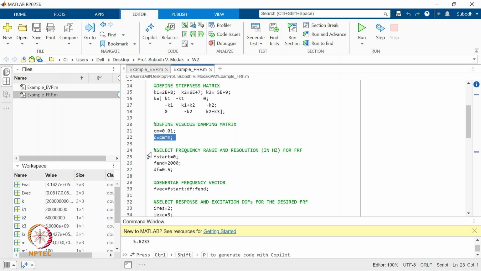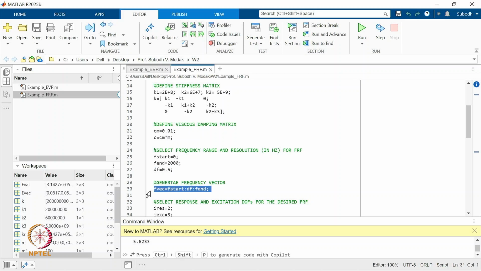And now to compute the FRF we need to define the frequency vector, so that we can compute the FRF at each of those frequencies. To generate a vector in MATLAB, we need to define the starting point, end point and the increment. So, f start is 0 hertz, the end frequency is 2000 hertz as given in the problem, and we want to compute this FRF with a frequency resolution of 0.5 hertz. So, I have taken df as 0.5.